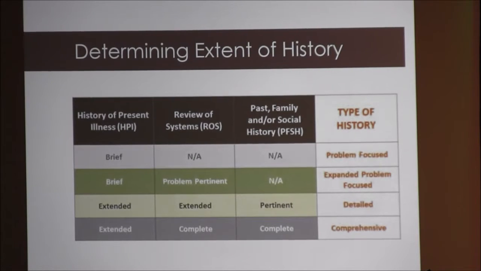If you have a brief HPI or review of systems that's based off of the patient's presentation, then that has some higher power. If you have an extended HPI with a full review of systems that's documented and relevant past medical history, past family history, and social history, it'll be a higher code. And then, like I said, the comprehensive is going to be something that documents everything.